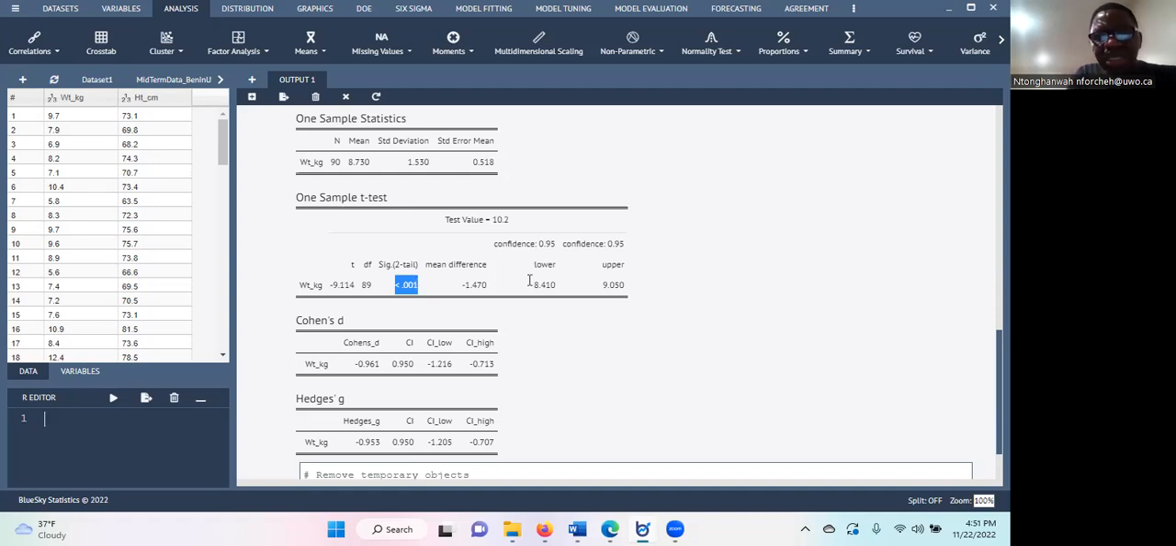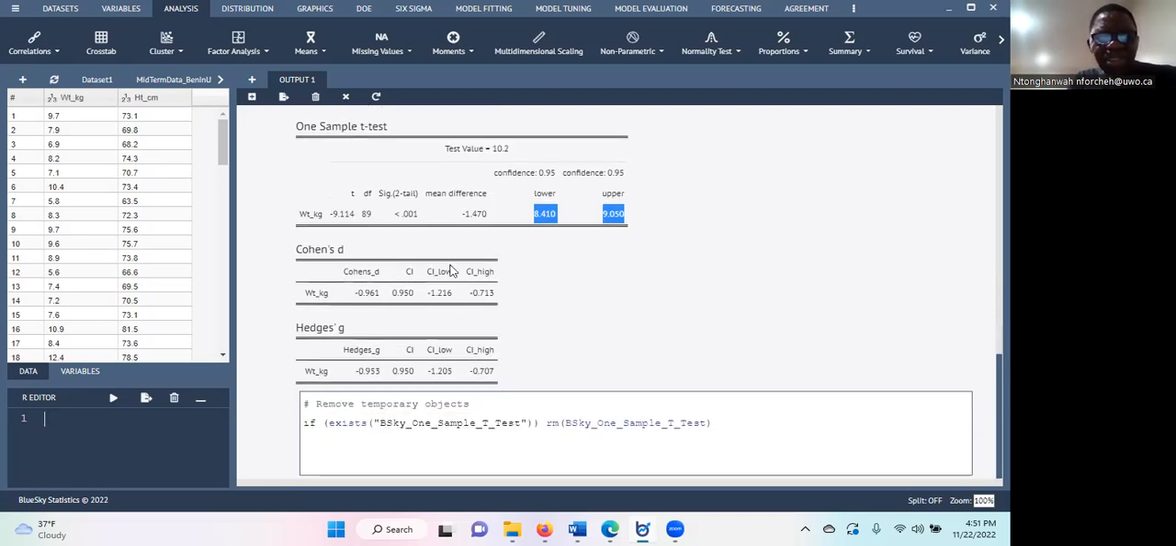Okay? You can see the 95% confidence interval indeed does not include 10.2. The upper limit is lower than 10.2. So we reject the null hypothesis and we conclude that indeed the expected weight of boys in Benin who are 12 months old is between 8.4 and 9.1, with a 95% confidence interval. Okay.